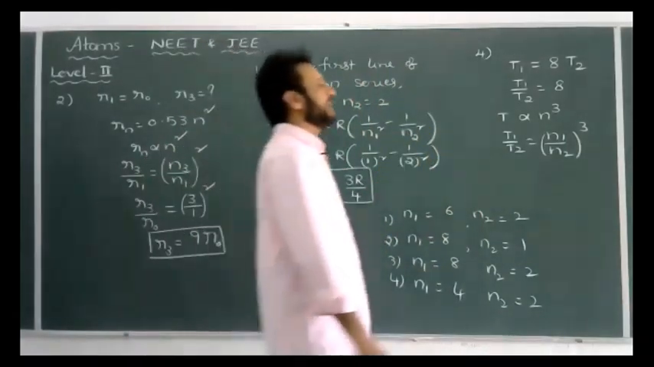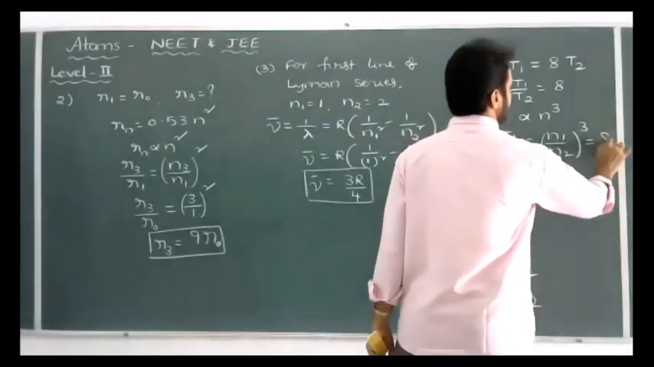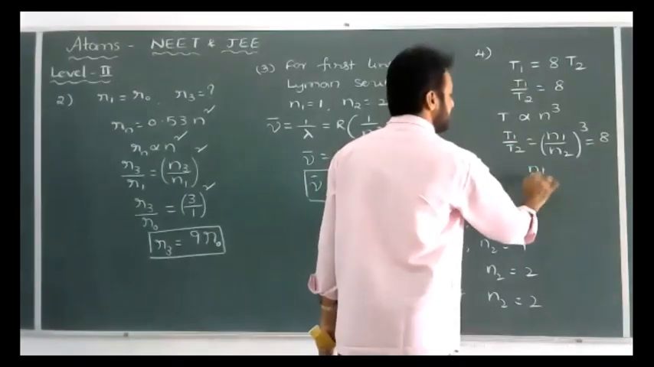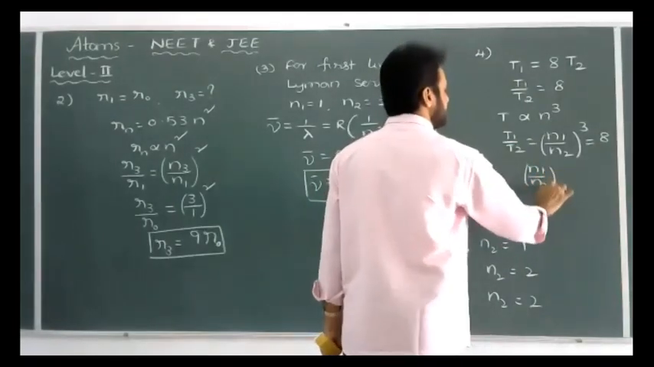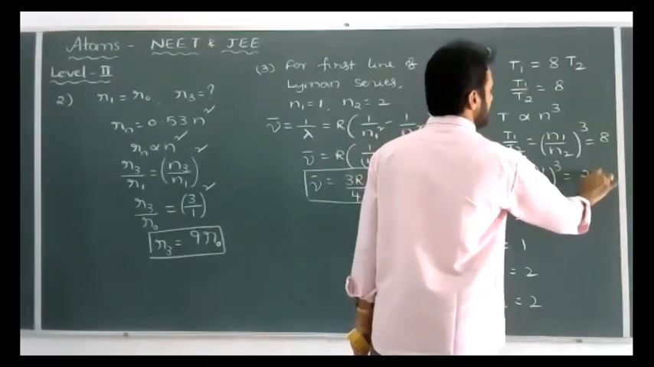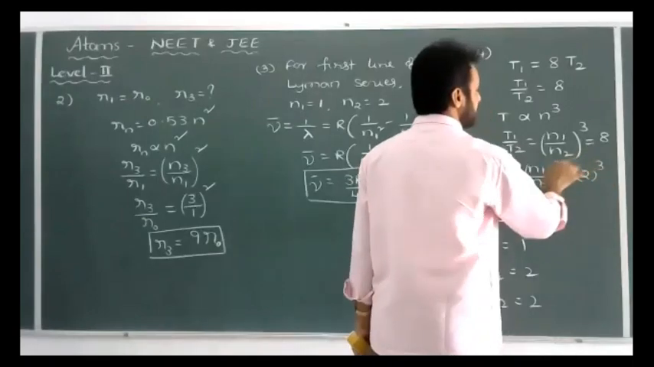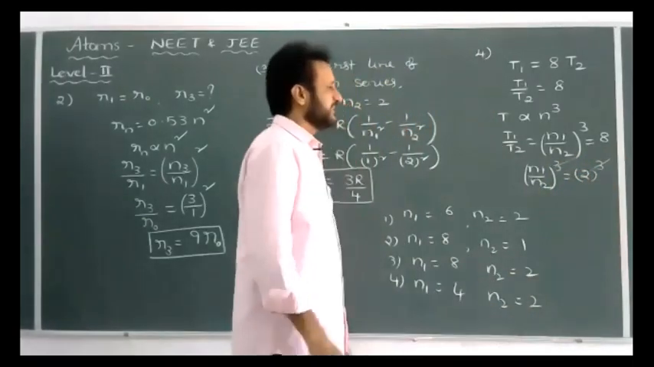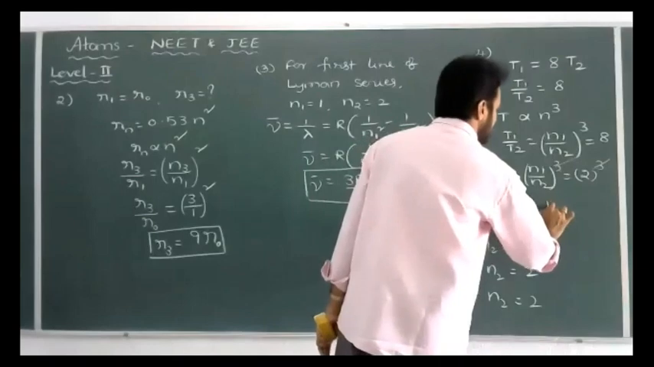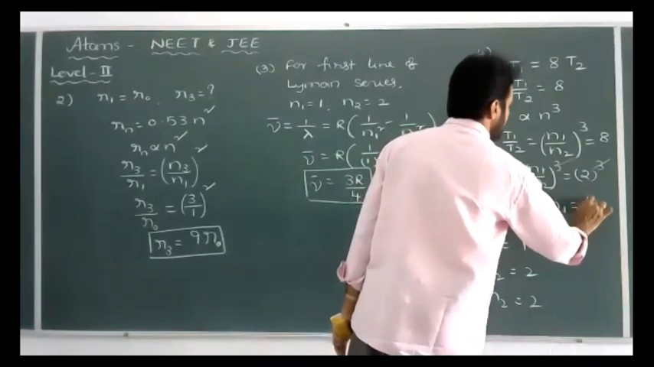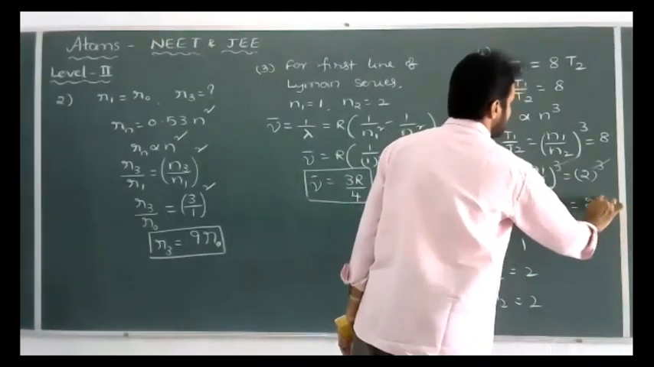What is the value? 8. I'll write it is equal to 8. Or (n1 by n2) whole cube is equal to 8. We can write 2 cube. So both sides cube get cancelled. Then n1 is equal to nothing but 2 into n2. It is a condition.